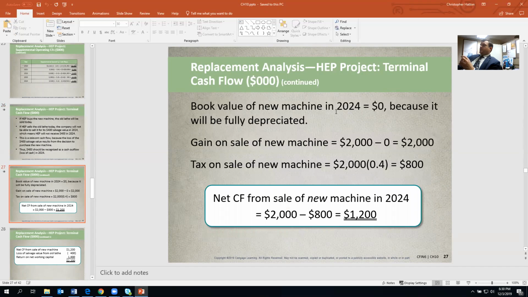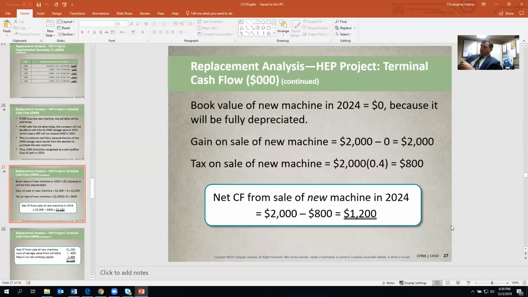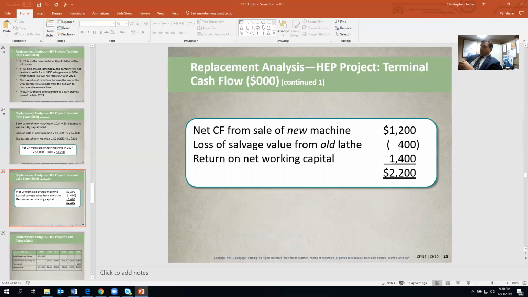Book value of new machine in 2024 is 0 because it will be fully depreciated. Gain on the sales of the new machine is 2,000 minus 0. Tax on the sale is 2,000 times 40%, 800. So you get to keep 1,200 of that for the sale of the new machine in 2024. And then this is terminal cash flow. So we calculate the loss of the salvage value from the old machine into this calculation. So 1,200 plus 1,400 minus 400 is 2,200.